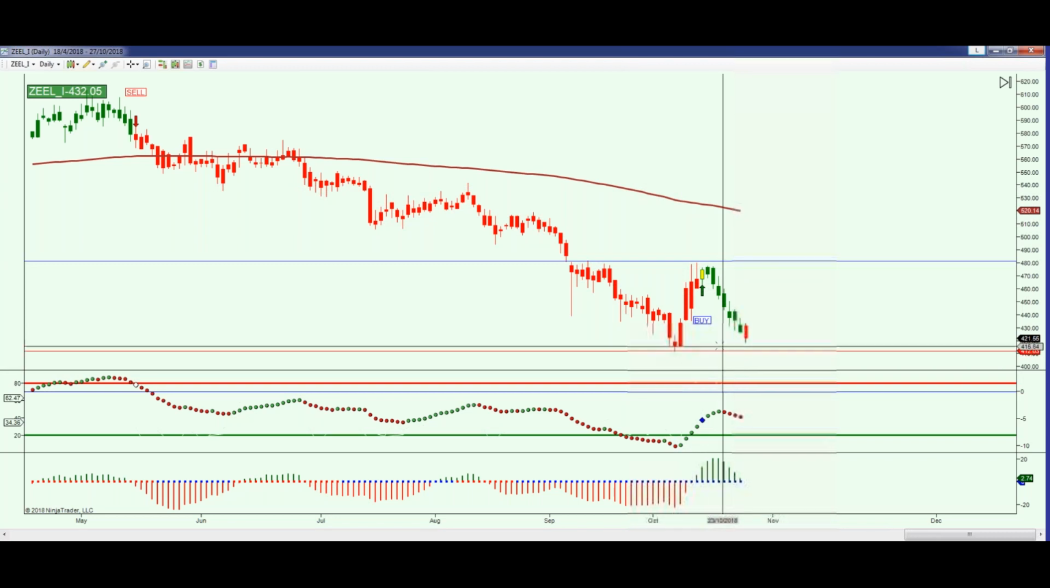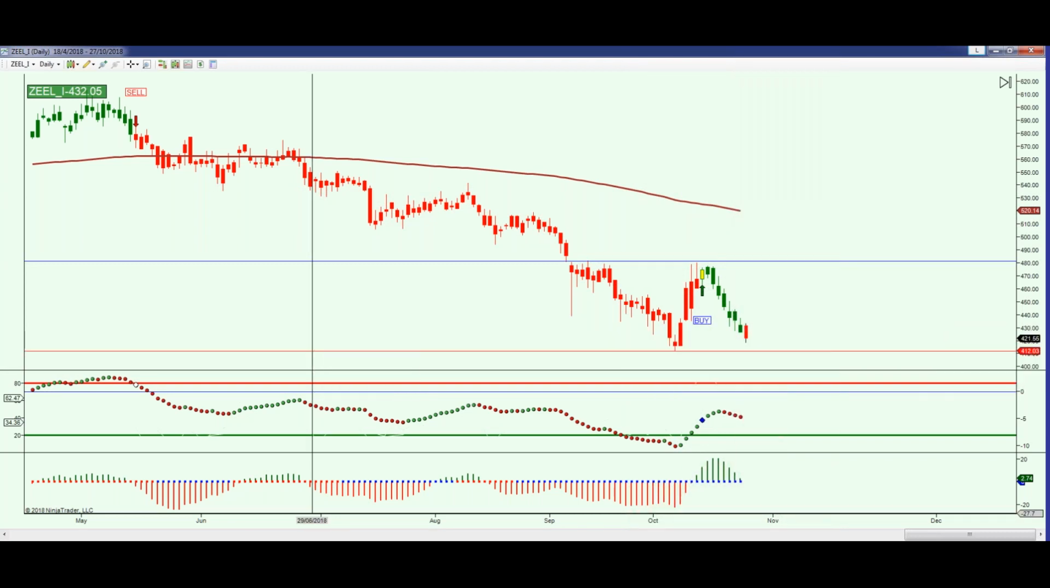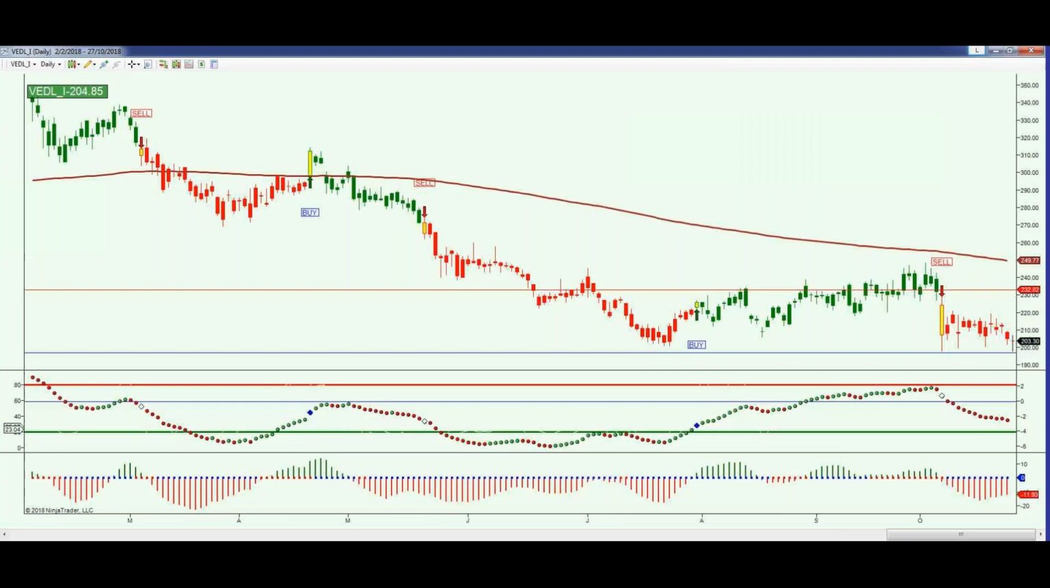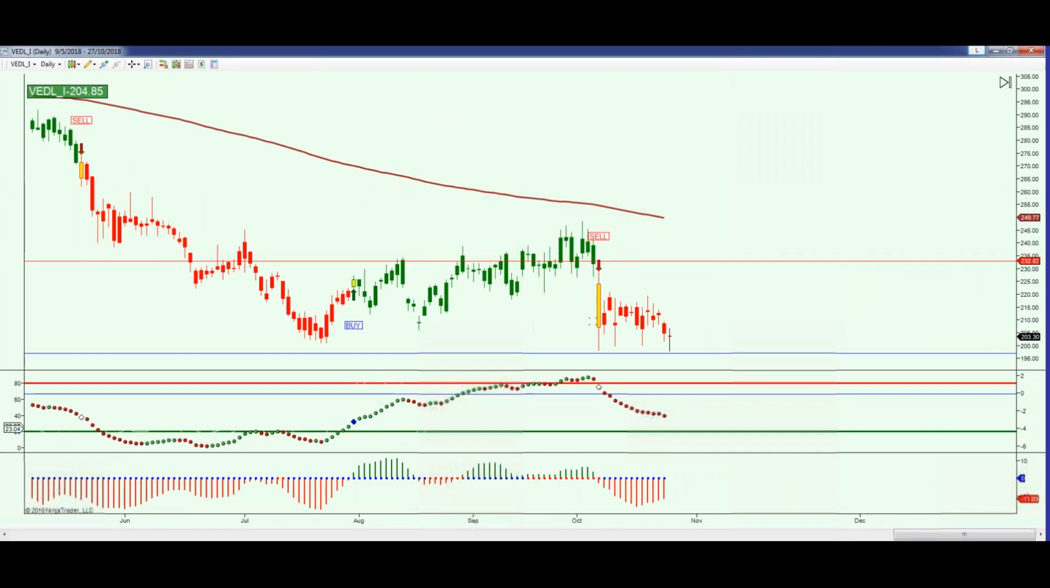I think you got it. So likewise, we have Vedanta. This sell call, at the bottom of the candle, the blue line, what you are seeing, you can see that it has not triggered. This particular call also has not triggered. It might trigger tomorrow or the day after.